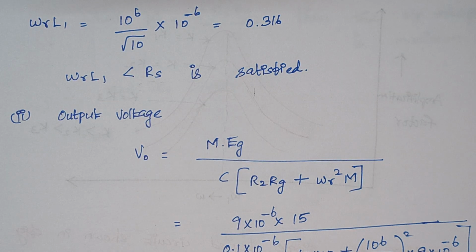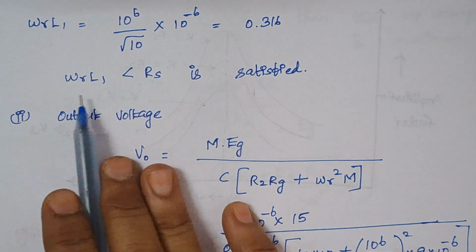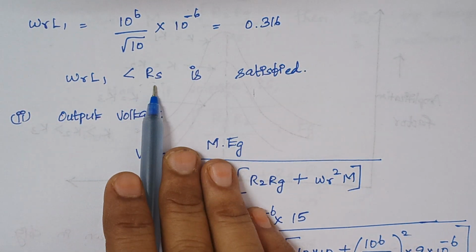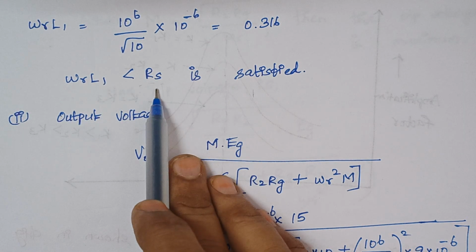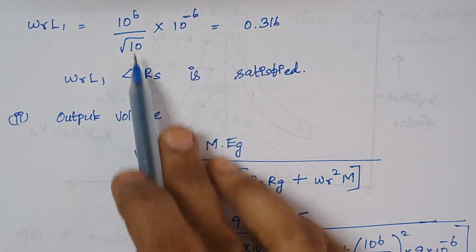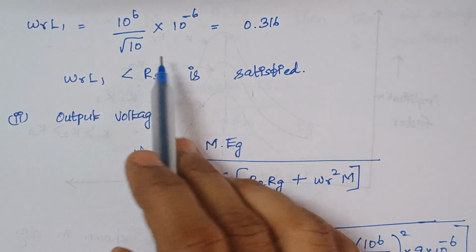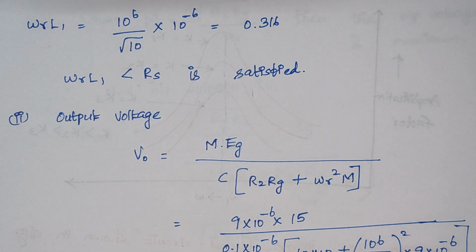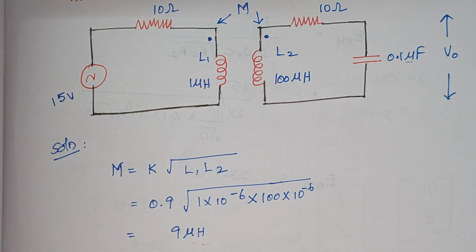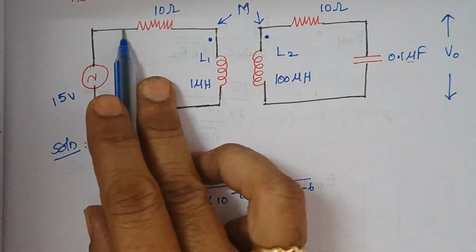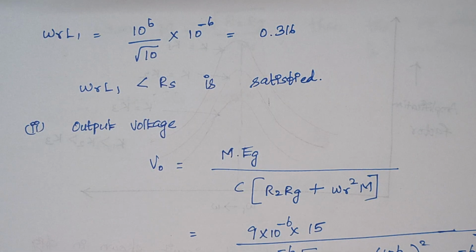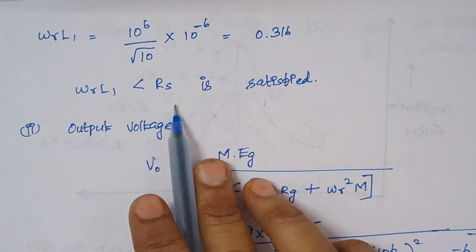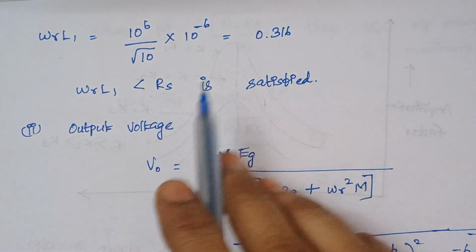So here the assumption is always that omega R L1 is less than Rs. Rs is nothing but your source resistance here, right? The value of omega R L1 we have just calculated. So what is the value of Rs when you look back at the problem? The value of the source resistance is 10 ohm, right? So here this 0.316 is less than 10, so this condition is satisfied.